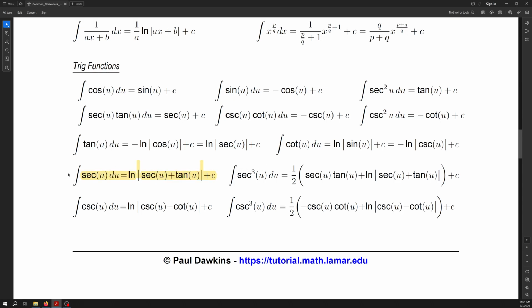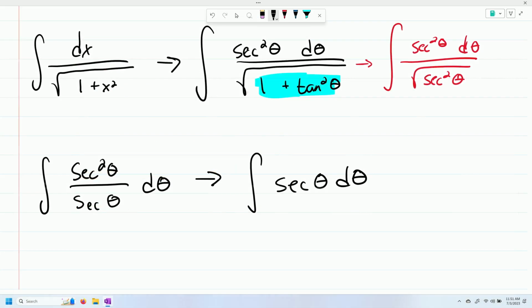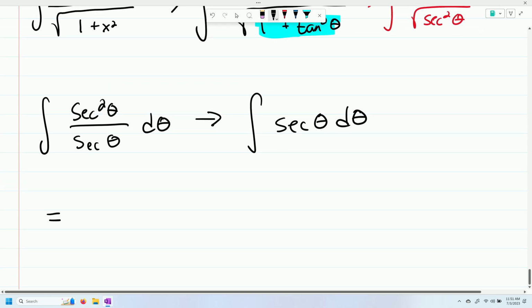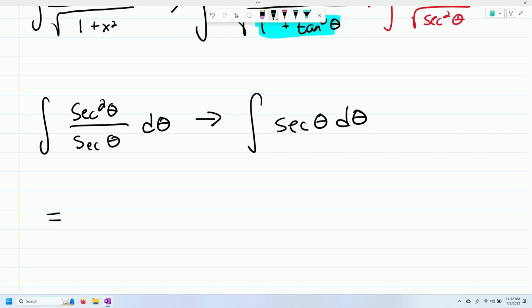Can I highlight that? Oh, look at that. That's not too bad. So the integral of secant u du is equal to the natural log of the absolute value of secant u plus tangent u plus c. So all I'm going to do is just literally copy that down. So we'll go back to our problem. And like I said, I'm just going to go ahead and copy that down. So this is equal to the natural log of the absolute value of secant theta plus tangent theta plus c.